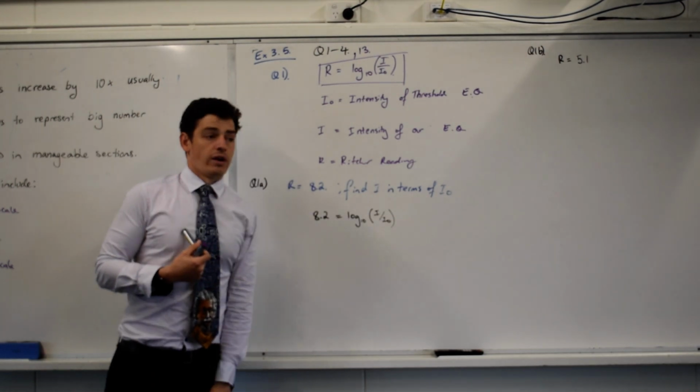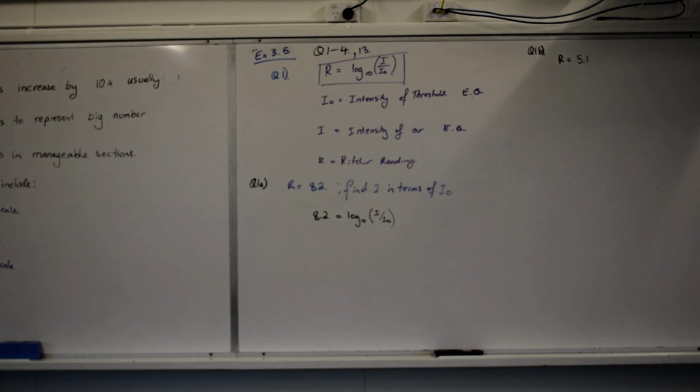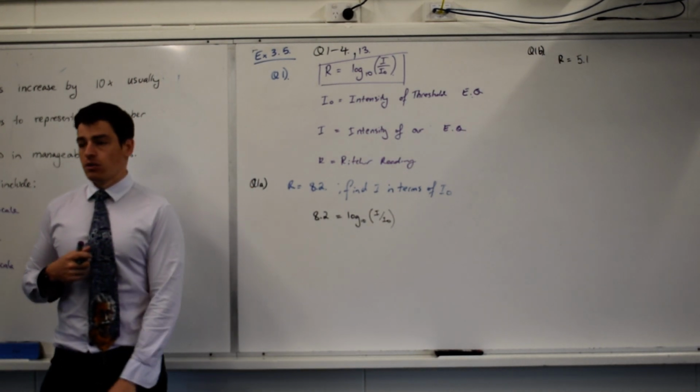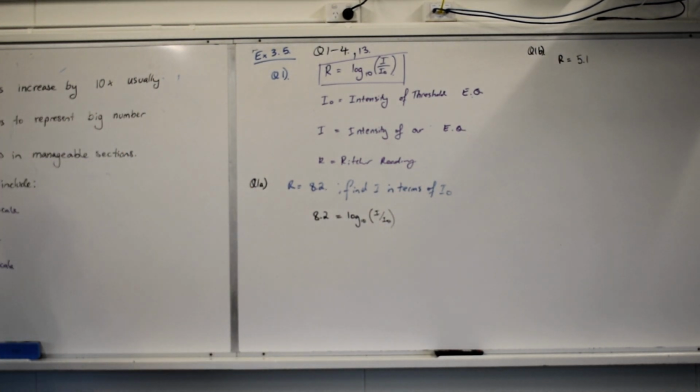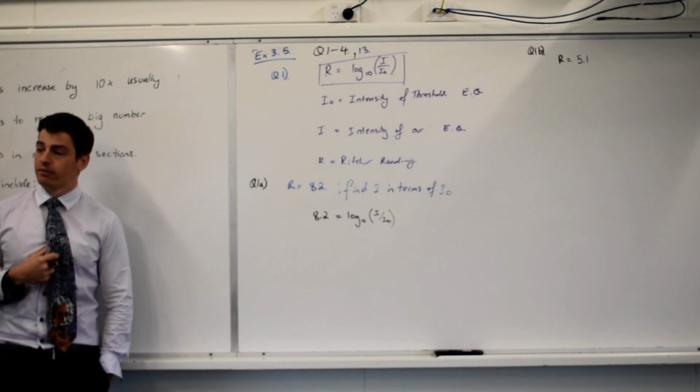The threshold earthquake, don't worry about the amount of joules, it's just our baseline earthquake, something we use to compare earthquakes. So here we've got 8.2 equals log 10 I over I naught. What do we think our next line of working would be?